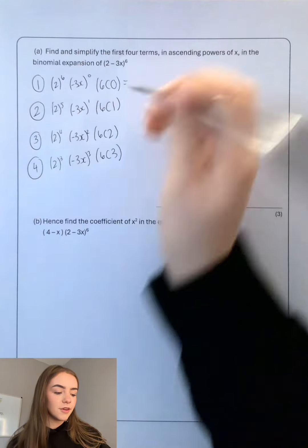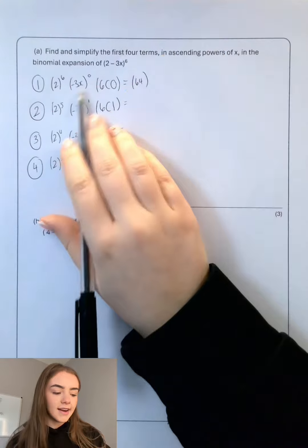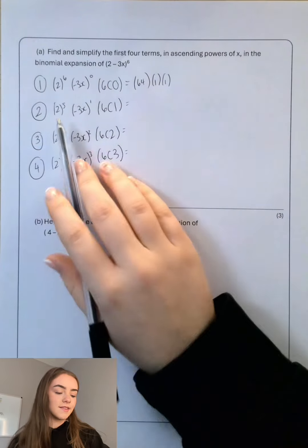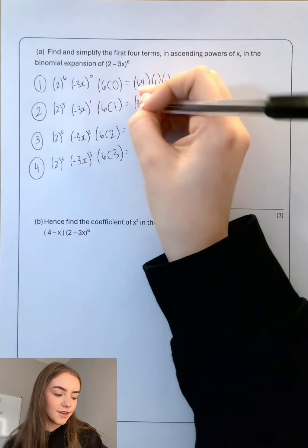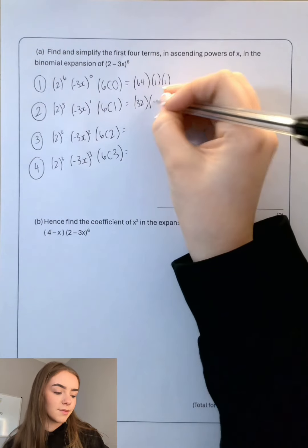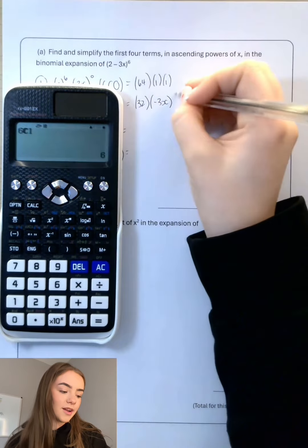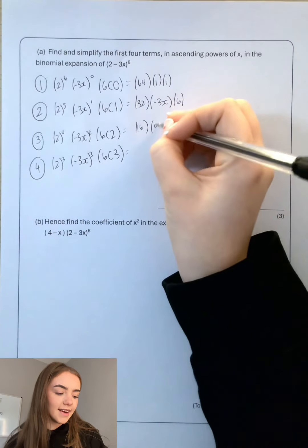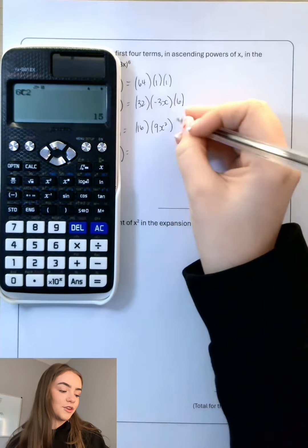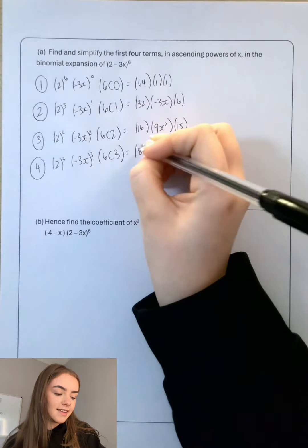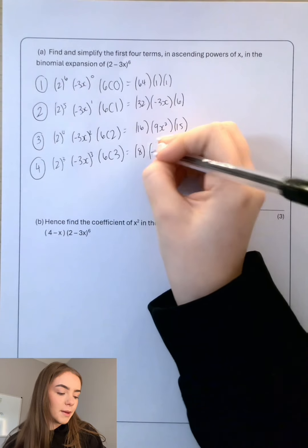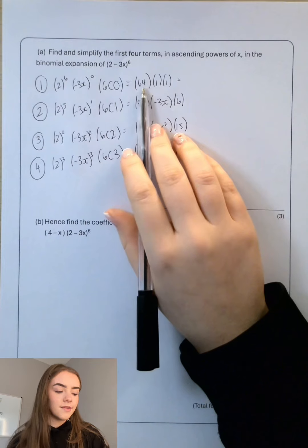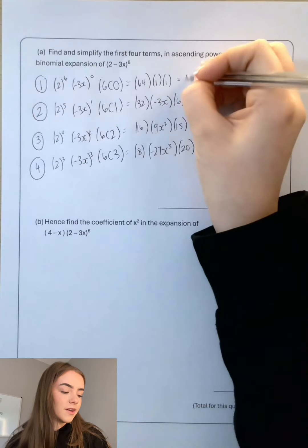Simplifying each of these terms, 2^6 is 64, anything to the power 0 is just 1, and 6 choose 0 is 1. Same for the rest of these terms, 2^5 is 32, (-3x)^1 is -3x, and 6 choose 1 is 6. 2^4 is 16, (-3x)^2 will be 9x^2, and 6 choose 2 is 15. 2^3 is 8, (-3x)^3 will be -27x^3, and 6 choose 3 is 20. Finally, 64 times 1 is 64.